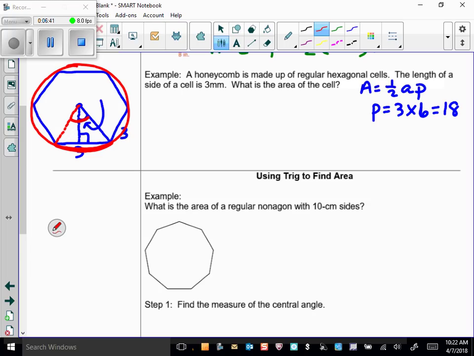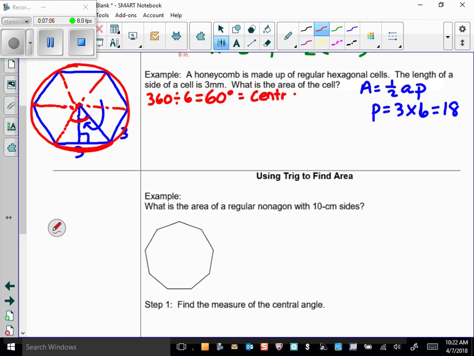Well, there'd be 6 of those, right? There'd be 6 of those triangles inside of this hexagon. If I sketched them all in, there'd be 6 congruent triangles. Yep, 6 congruent triangles, and all of those central angles there would be 360 divided by 6, which is 60 degrees, right? That would be my central angle.